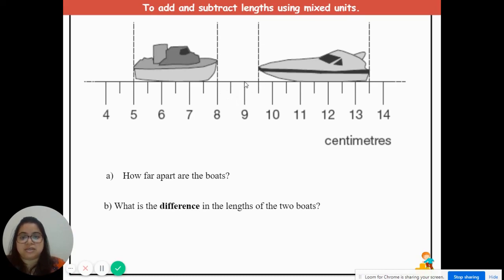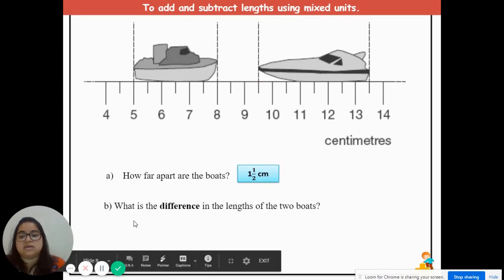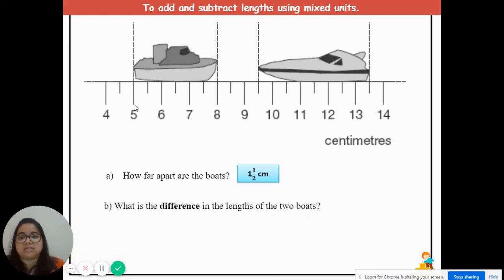So from here to here is 1 centimeter and from here to here is half a centimeter. So how far apart are these boats? They are 1.5 centimeters apart. Let's see the next question. What is the difference in the lengths of the two boats? If you see, these boat models have not been kept correctly on the ruler. It is not starting from the 0 point. Okay, they have done this only to make it challenging for you.